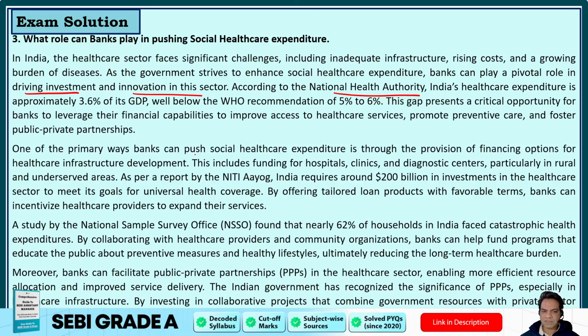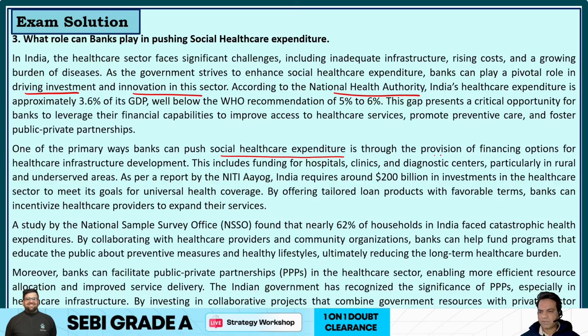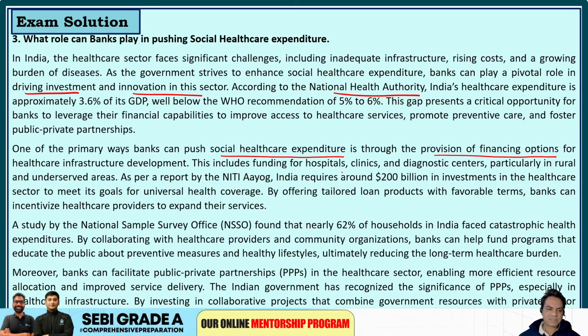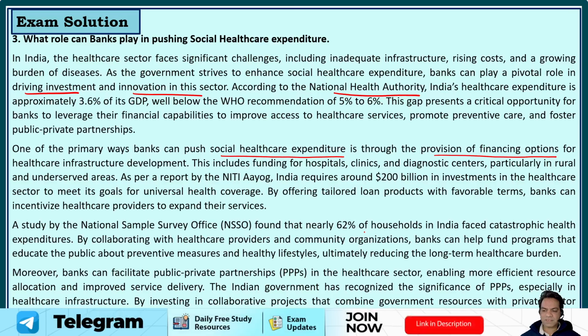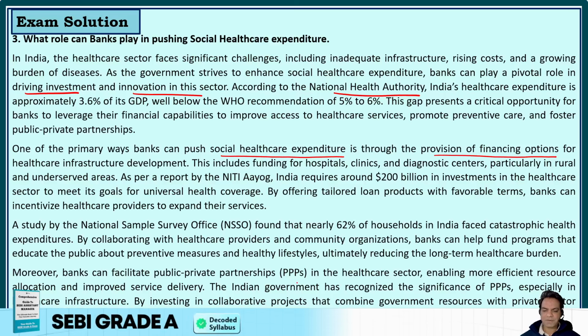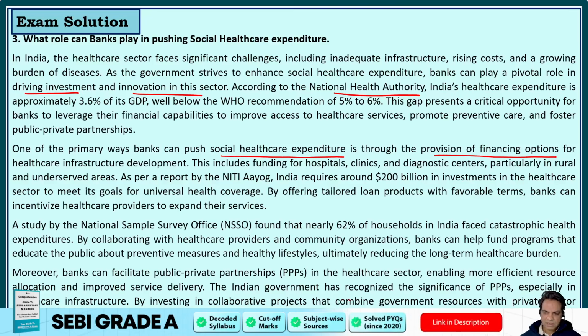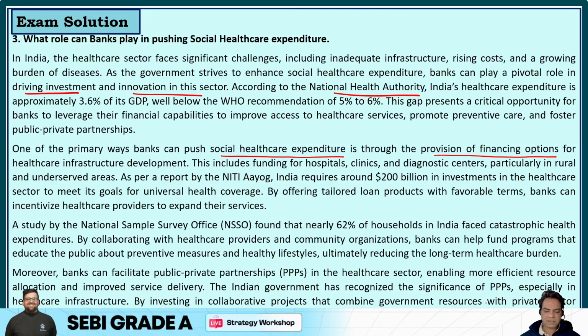One of the primary ways is to push social healthcare expenditure through provision of financing options for healthcare infrastructure development. This includes funding hospitals, clinics, and diagnostic centers, particularly in rural and underserved areas. Now, according to a study by NSSO, 62% of households in India face catastrophic health expenditures. So by collaborating with healthcare providers and community organizations, banks can help fund programs that educate the public about preventive measures and healthy lifestyles. Moreover, banks can facilitate PPP models, public-private partnership models, in the healthcare sector, enabling efficient resource allocation and improved service delivery. The government has recognized the significance of PPP and it can be pushed.